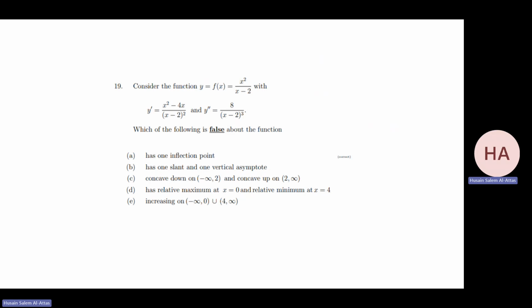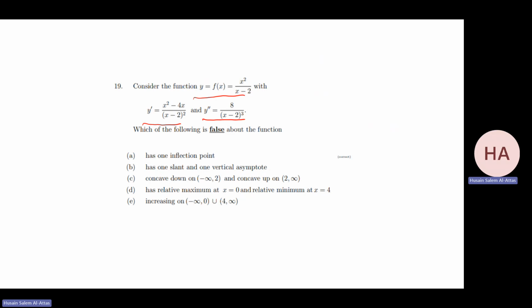Okay. Now he gave me a function. He gave me some information. He gave me y prime. He gave me y double prime. So he doesn't want me to waste time finding y prime and y double prime. And he asked me some information.